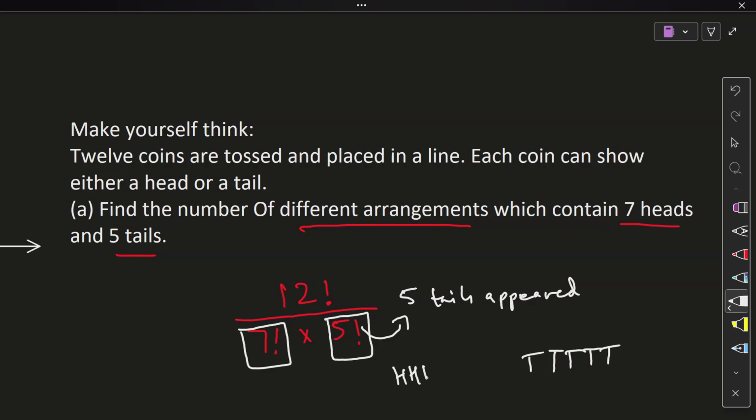Heads 1, 2, 3, 4, 5, 6, and 7. These were the 12 positions. Seven of them have repeated heads, so that's 7 factorial, and 5 of them have repeated tails, so that's 5 factorial. All possible arrangements, divided by heads being repeated 7 times and tails being repeated 5 times, satisfies your condition of the coins showing 7 heads and 5 tails.